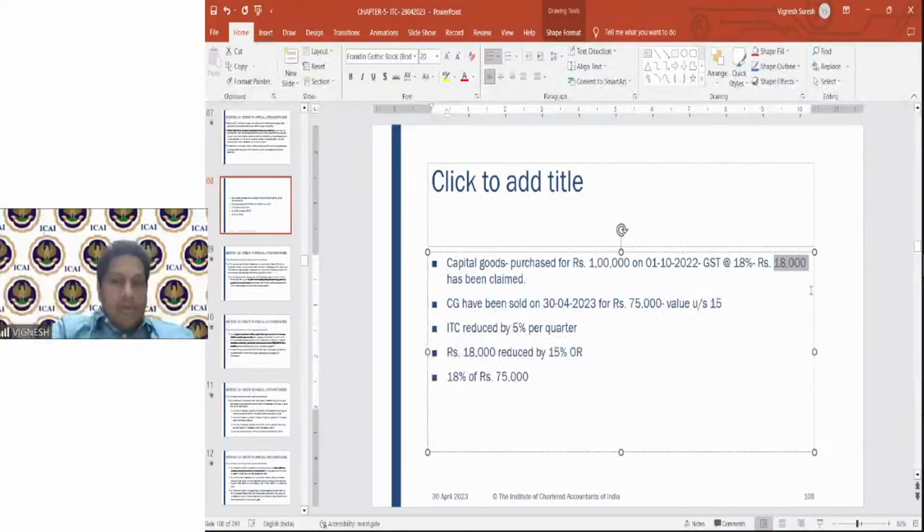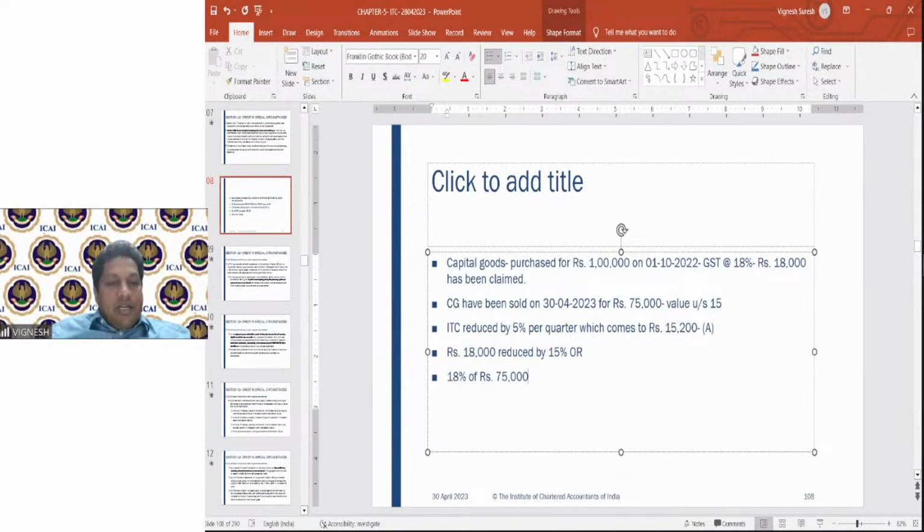So 18,000, just calculate once, 18,000 with the calculator, then you'll get more clarity. 18,000 into 15%. Okay, 2,700. So 18,000 minus 2,700, 15,300. Okay, which comes to rupees 15,300. Let us assume this is A.